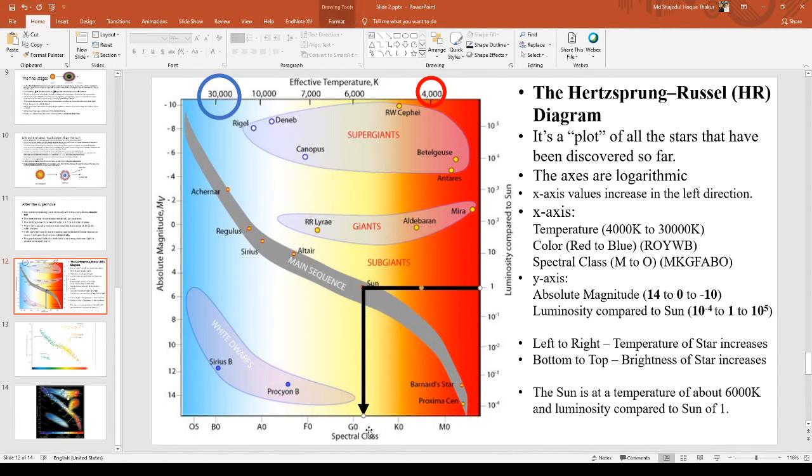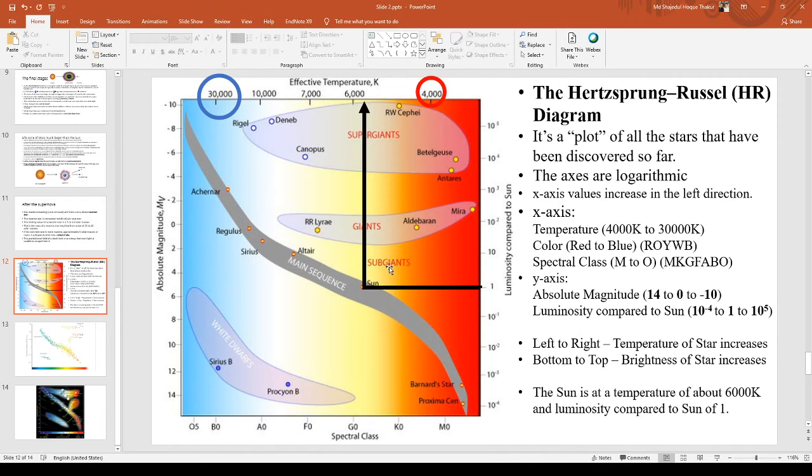Okay, so if you take it there, you'll see that it is about here. Yeah, so it's a little bit below 6,000 Kelvin temperature. So you see where the sun is.